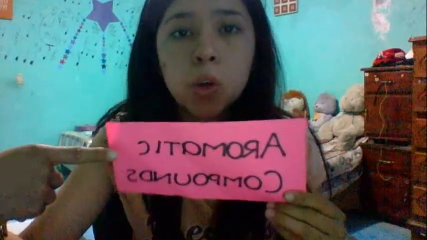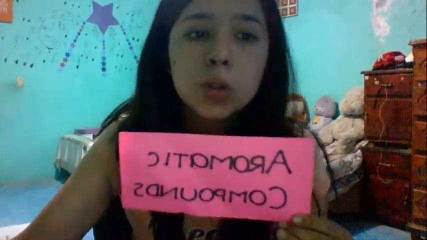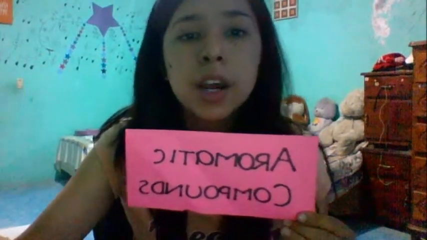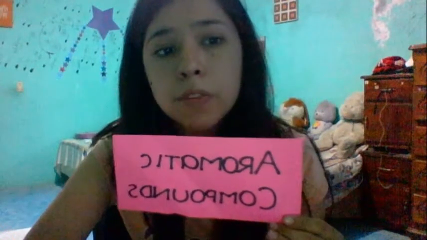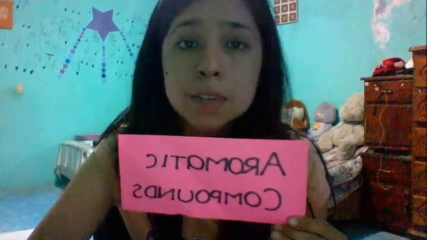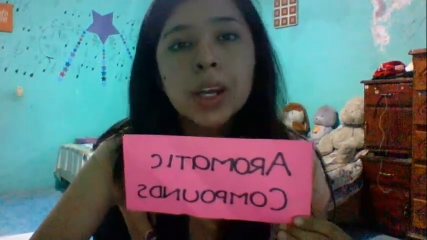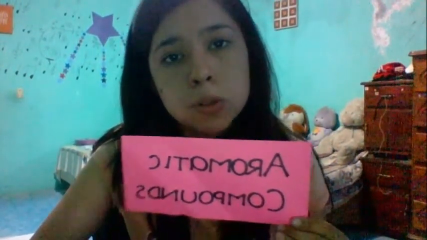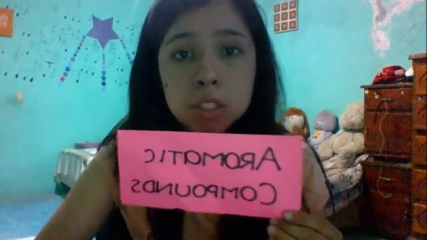Hello everybody, I want to talk about aromatic compounds. What is an aromatic compound? An organic compound that contains a benzene ring as part of its structure. It is defined as a compound that has a benzene ring, with single and double alternating bonds. Its structure contains resonance.